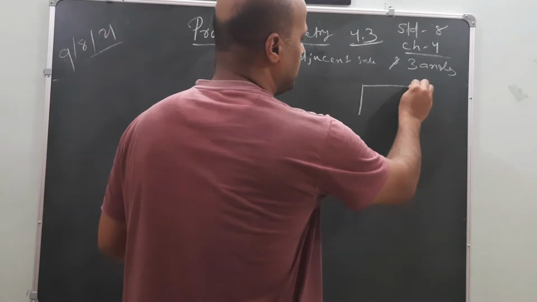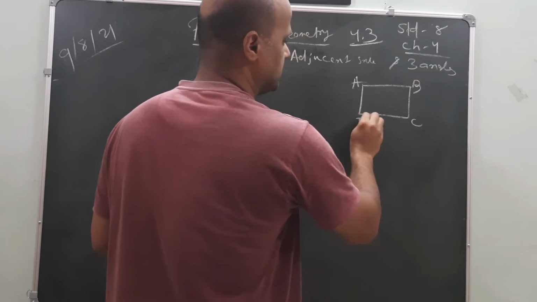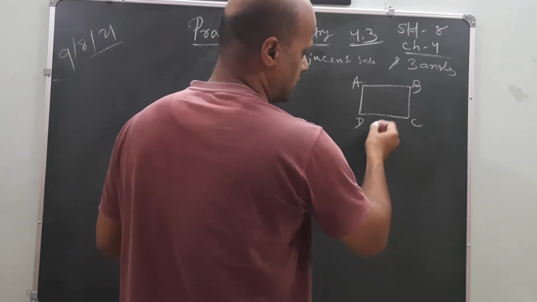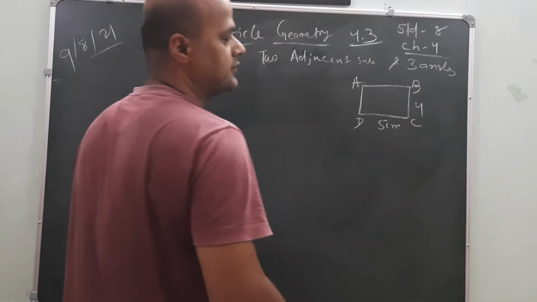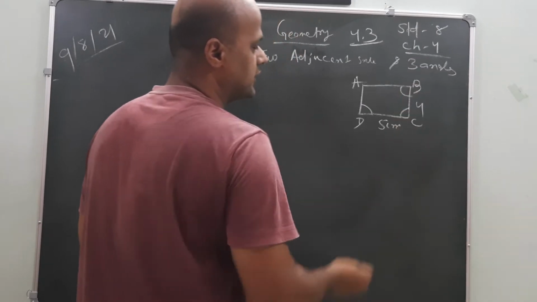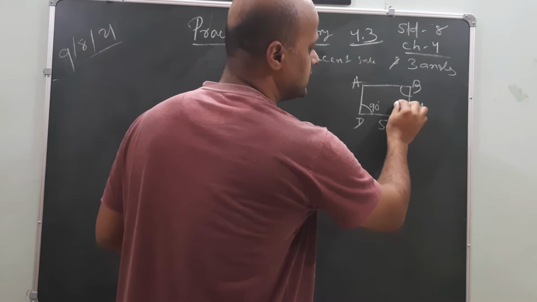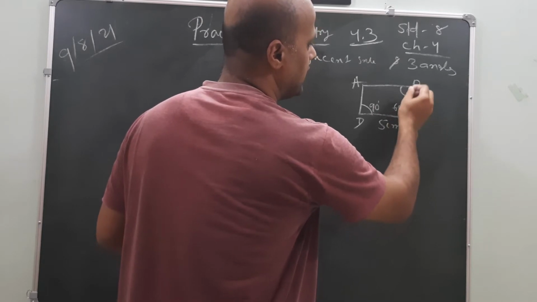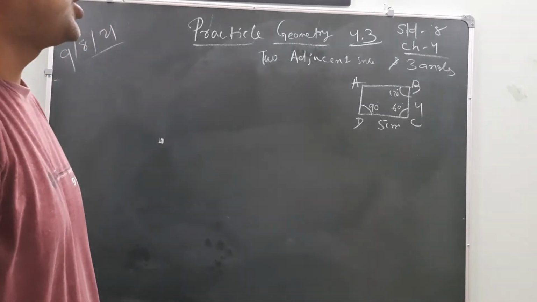Like a quadrilateral. Name it A, B, C, D. Suppose CD is 5 centimeter, BC is 4 centimeter. Okay? Now the three angles. These are the three angles. Let it be 90, this is 60 degree, and this is how much? 120 degree. Okay? Now how will we draw it?